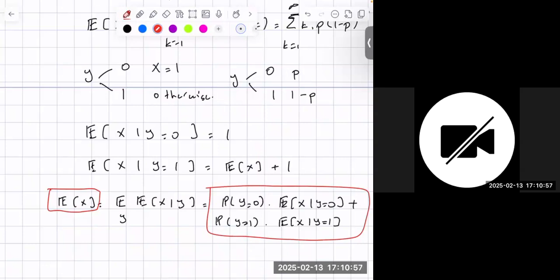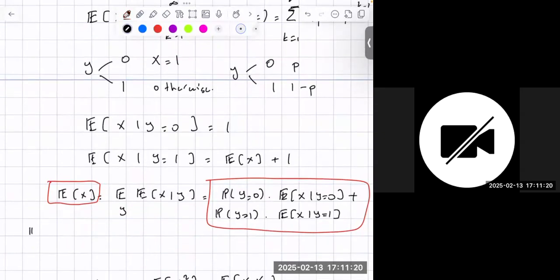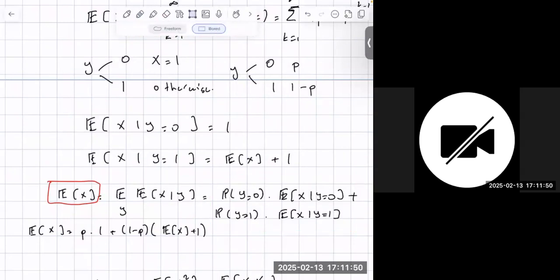Does it make sense? I'm taking expectation over Y. What is the definition of expectation? Look at the values it takes, multiplied with the probability it takes that particular value, okay? So when probability of Y equals 0 happens, this thing inside takes this value, whatever that is. Does it make sense? Then I'll just plug in the stuff and we will get our answer. So now expectation of X: probability of Y equals 0 was P, and this was 1. Probability of Y equals 1 is 1 minus P, and this thing was the expectation plus 1, right?